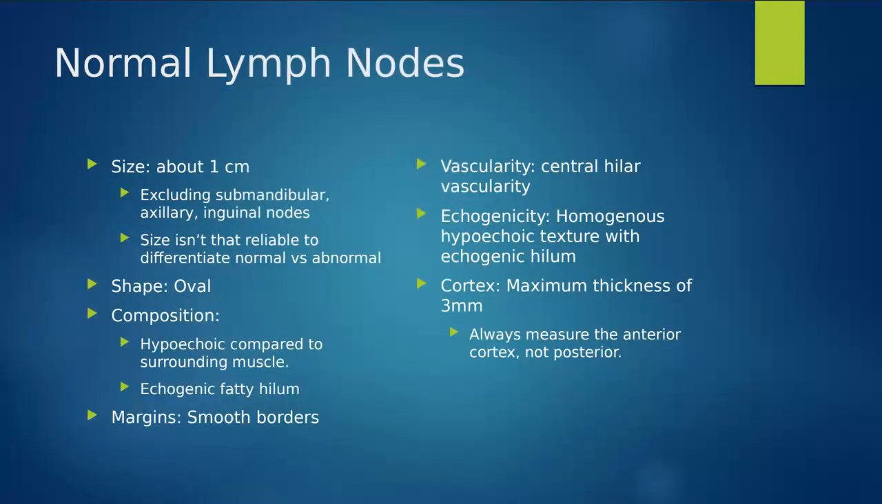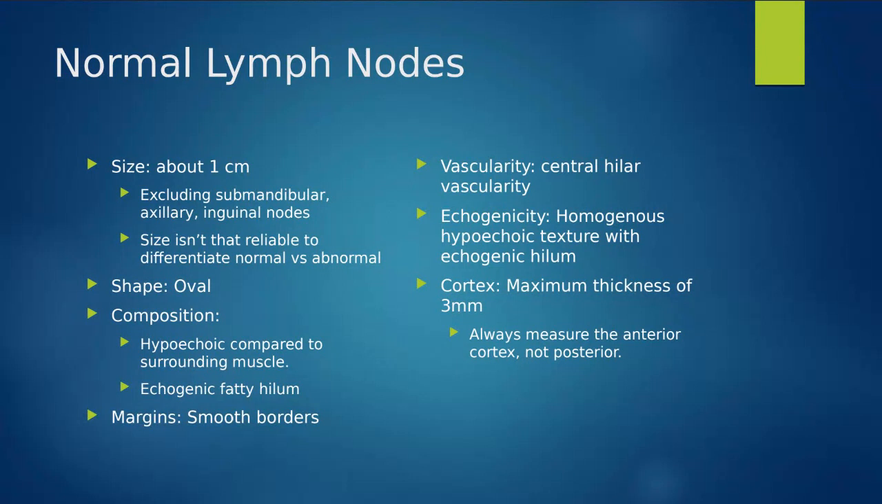So for normal lymph nodes, as we said, it's really important that they follow that classic composition. We want to see an echogenic fatty hilum. We also want to see an echogenic medullary region. We want to see a hypoechoic cortex, especially when we're comparing that to surrounding musculature. They're going to be bean-shaped or oval-shaped.